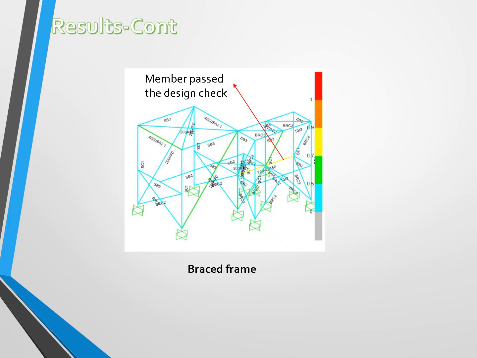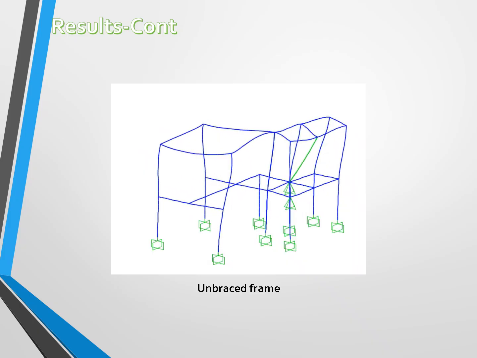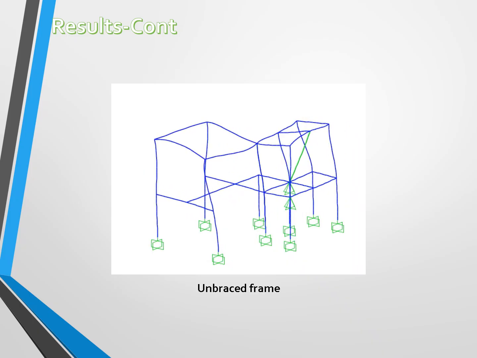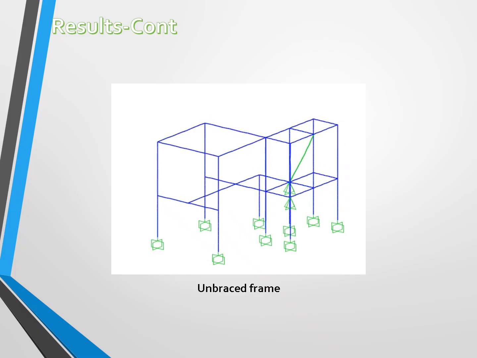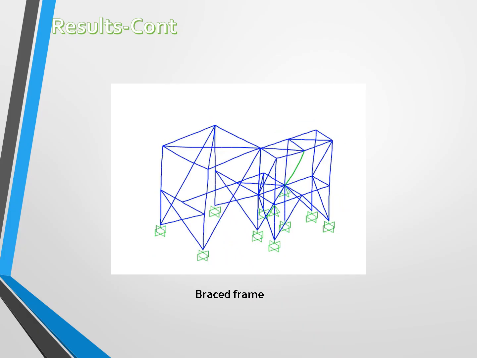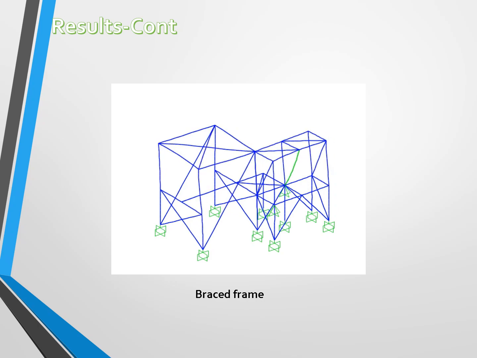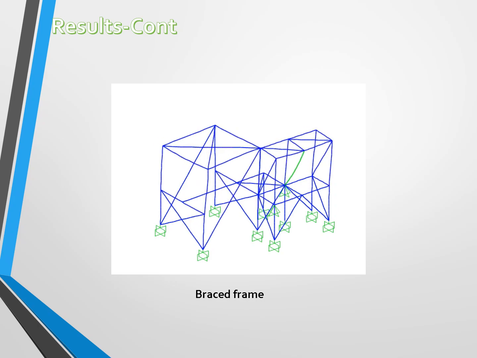And as you can see here, the members passed. Here you can see the deflection of the unbraced frame, and here is the deflection of the braced frame. As you can see, the amount of deflection is very limited while we are using the bracing system, or lateral load resisting system.